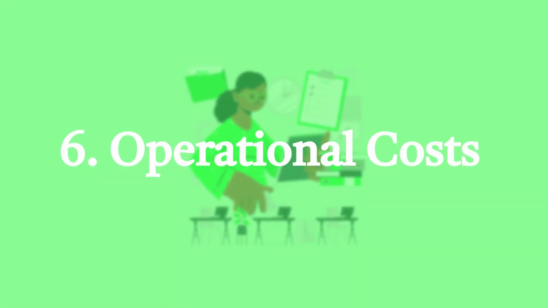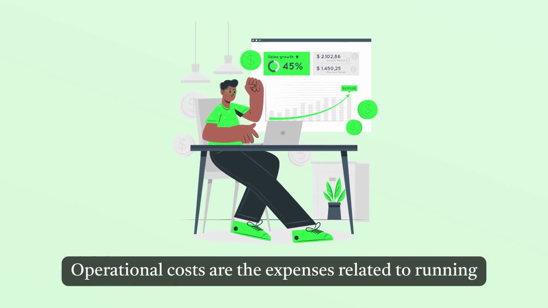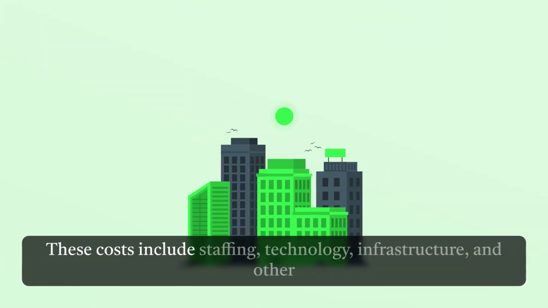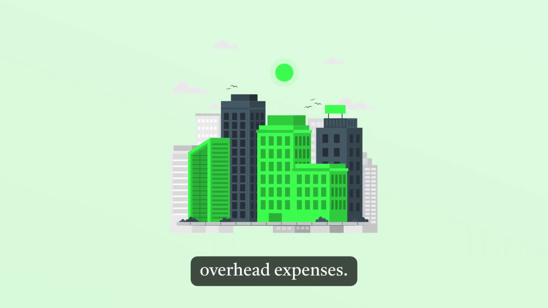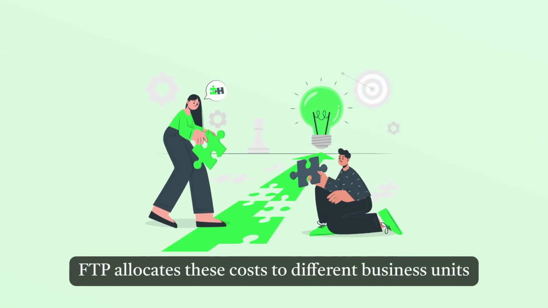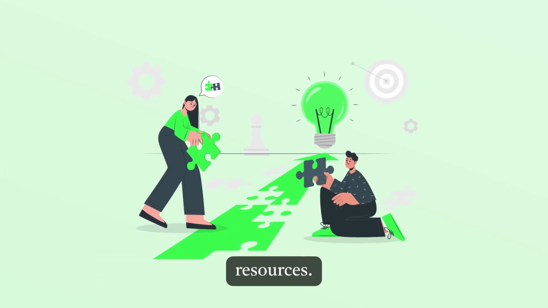6. Operational costs. Operational costs are the expenses related to running the treasury and funding operations within the bank. These costs include staffing, technology, infrastructure, and other overhead expenses. FTP allocates these costs to different business units based on their utilization of funds and other resources.